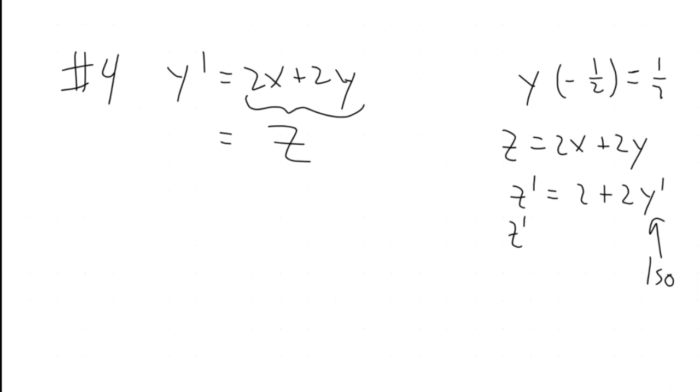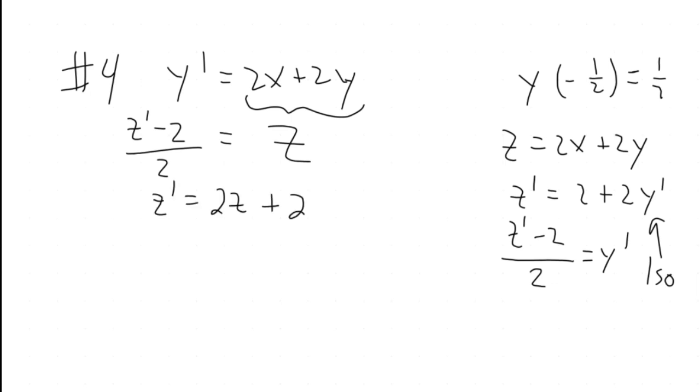So you would first subtract the 2, and then you would divide by the coefficient of 2. So that y prime isolated would be this. So let's put that back over here. So z prime minus 2 over 2 equals z. Let's get z prime alone. So we get this here. And notice we can actually factor out a common factor of 2. So we have z prime equals 2 times z plus 1.